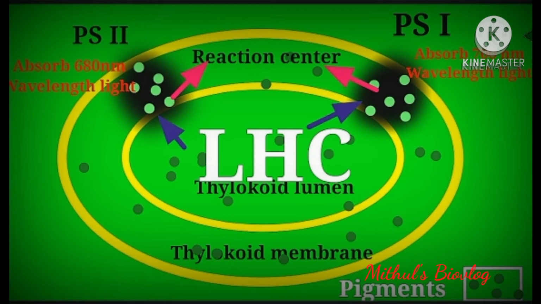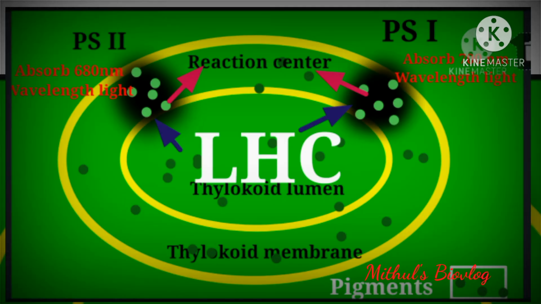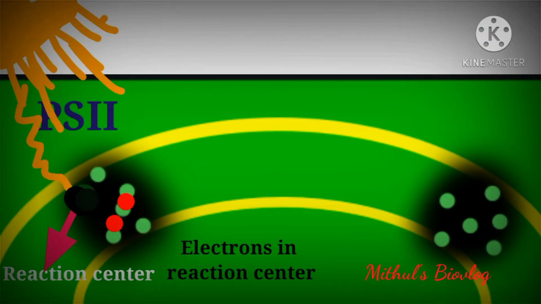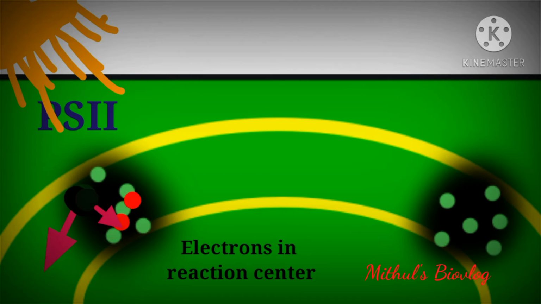chloroplast. We know there are two systems, photosystem 1 and 2, but the photosynthetic process, that is the light reaction, starts with photosystem 2. Then only photosystem 1 will become activated. So here the first role is done by photosystem 2. The reaction center in photosystem 2 will first trap the sunlight with a wavelength of 680 nanometer, and the electrons in this photosystem 2 will get activated.